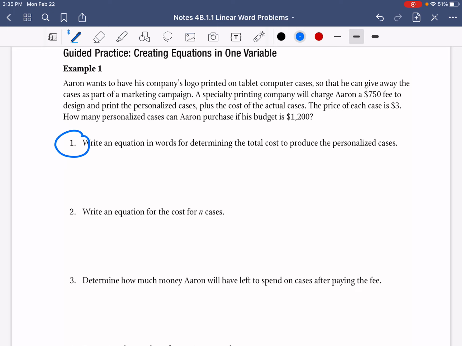So part 1, I don't expect you guys to always do this, but you can think about it in your head. At least it says write an equation in words for determining the total cost to produce the personalized cases. So in order to get the cases, you can't just buy the cases. You have to pay a design fee plus the cost per case.